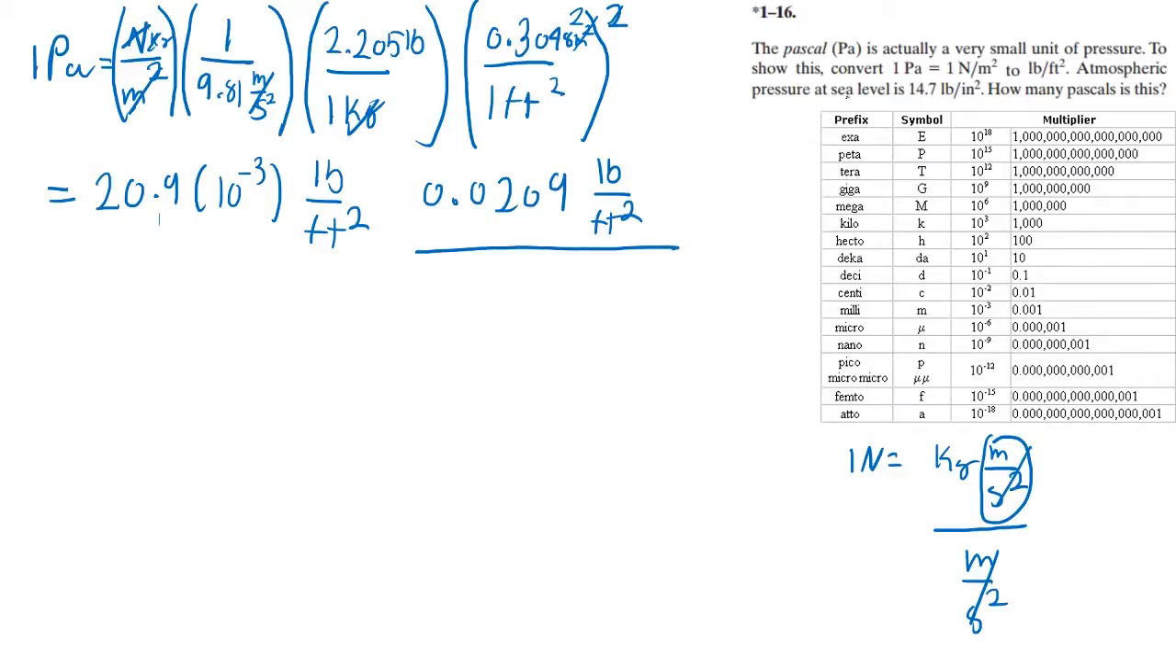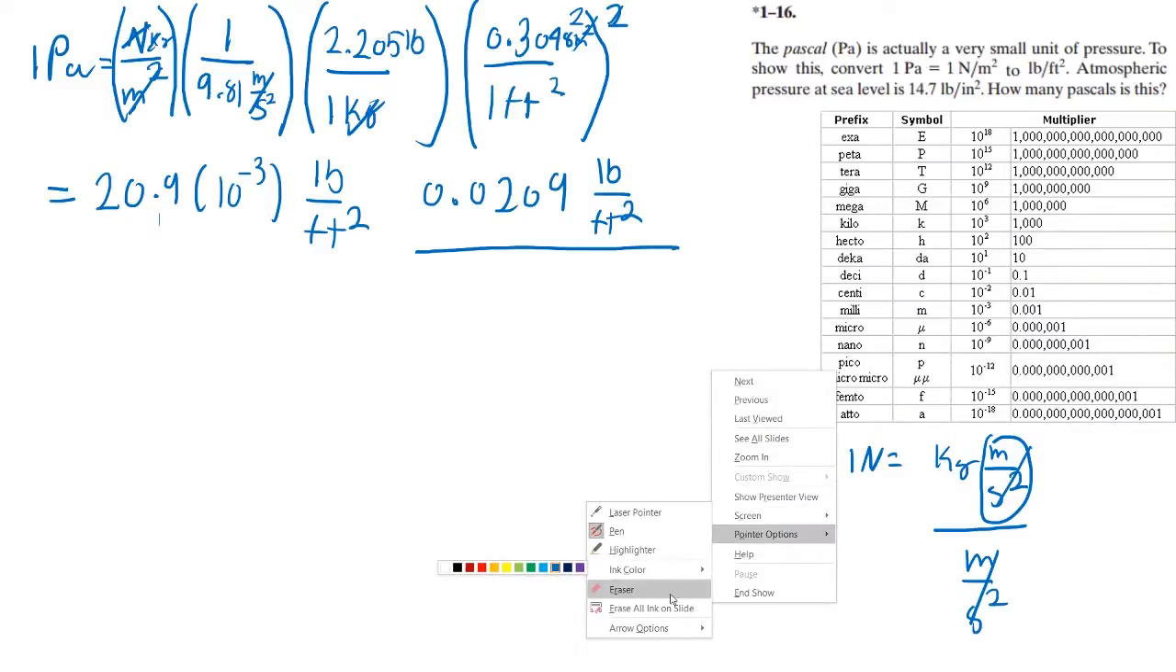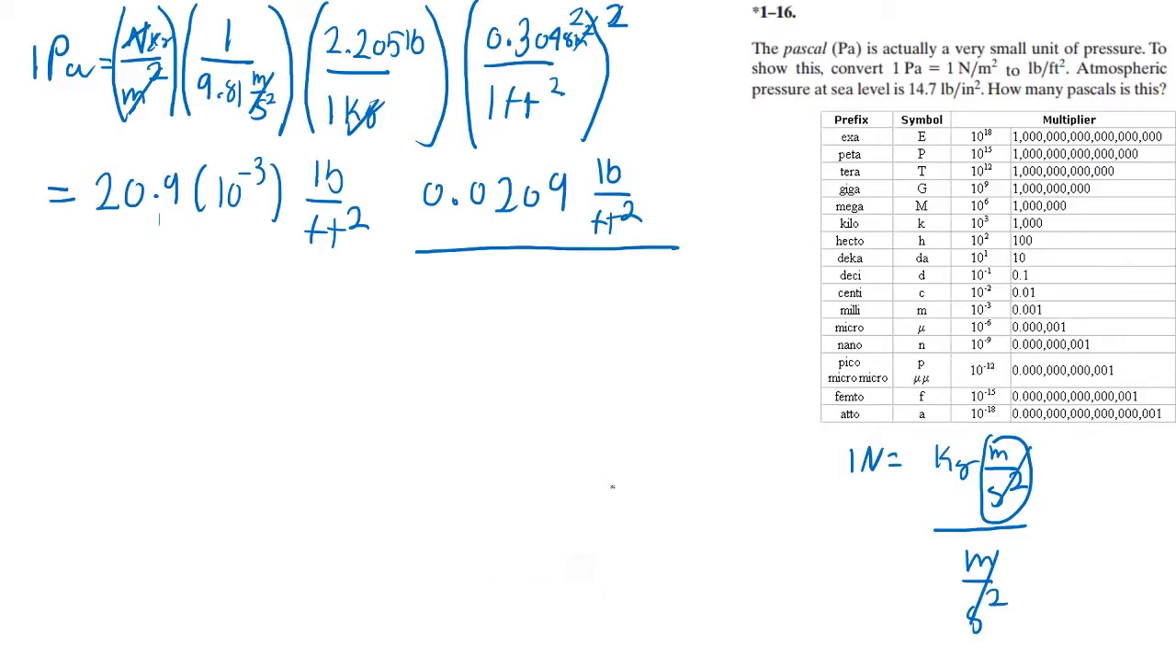So on to part 2 of the question. Atmospheric pressure at sea level is 14.7 pounds per inches squared. How many pascals is this? As you can see, we don't have this in those units, but we're going to convert to those units. I'll show you a super easy way around this.